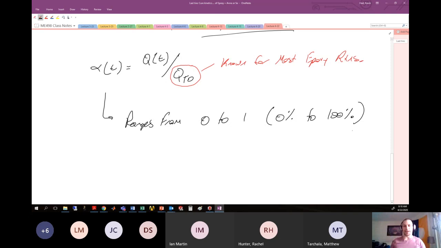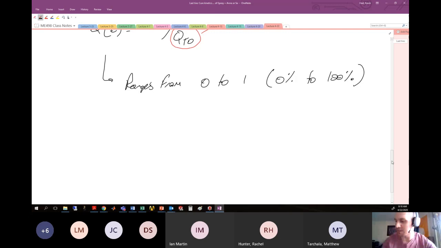Let's look at an example of what this degree of cure evolution might look like as a function of time for a certain resin system. So here's an example, not an amine epoxy reaction, but a vinyl ester reaction.